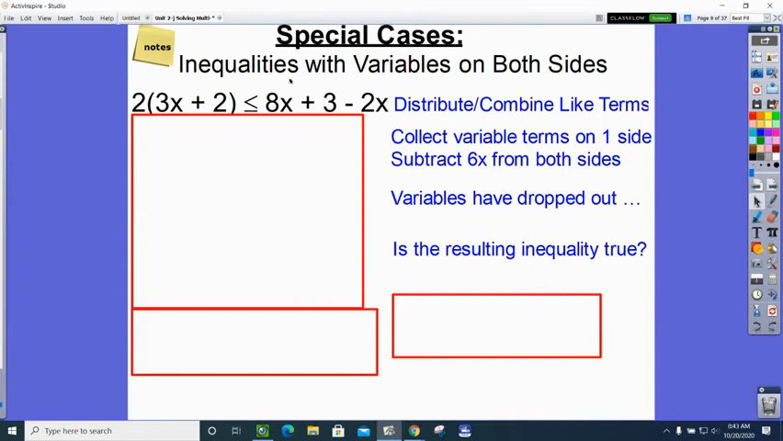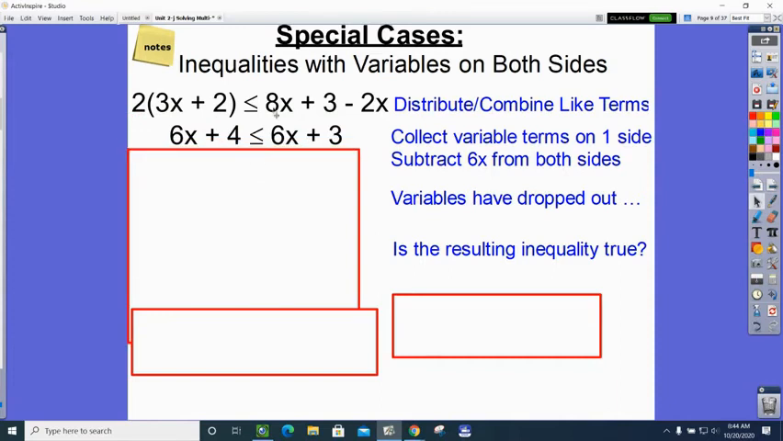Okay, so let's talk about our special cases. Everything's looking kind of complicated here. I'm seeing a distributive property on the left, and I'm seeing like terms on the right. So 2 times the 3x. Don't forget the 2 times the 2. On the other side, I'm going to combine the 8x and the negative 2x. They're on the same side, so we just bring them together.